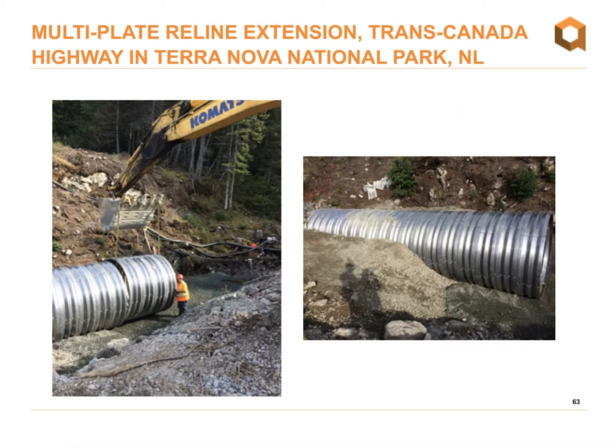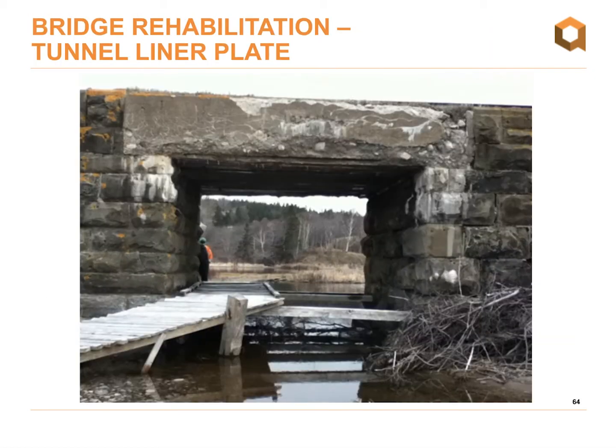So basically, we supplied an additional 14 meters of aluminum tunnel liner plate to extend the original reline. Given that this portion of the project was not a reline application, it was in fact a traditional installation. The contractor was able to construct sub-assemblies and lower them into place with an excavator. The tunnel liner was then backfilled using well-graded granular engineered backfill material and compacted to 95% standard Proctor.